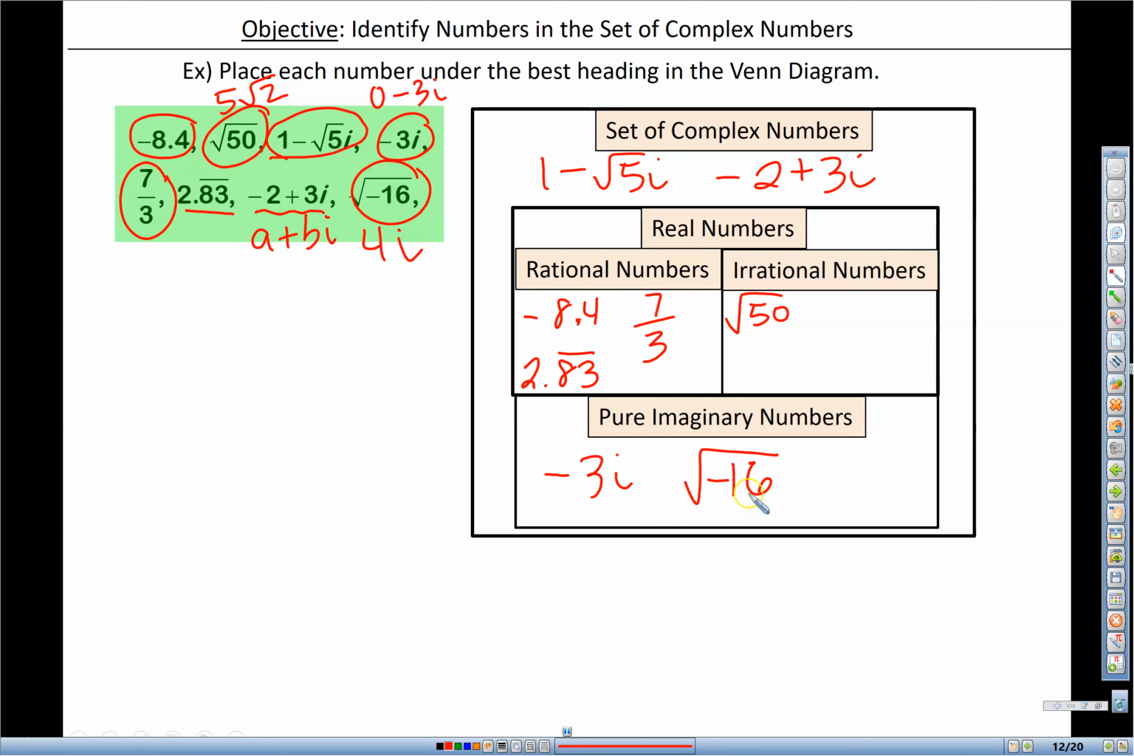Notice that in the Venn diagram, I'm putting the original form of the number, not any simplified form. So for square root of 50, I used square root of 50, not 5 root 2. For the square root of negative 16, I used square root of negative 16, not the 4i that it's equal to. That's what you should be doing. Keep the numbers in their original format.